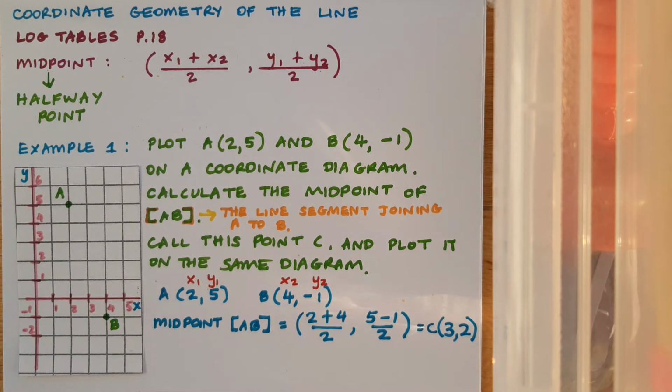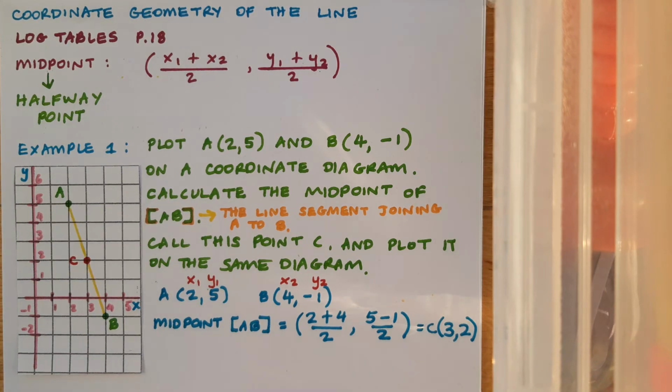And they want me to plot this on the same diagram. So I'll go over here to my diagram, and I'll mark in the point 3, 2. So out to 3 and up 2. And this is quite clearly halfway between A and B. And it's halfway along the line segment that joins A to B.